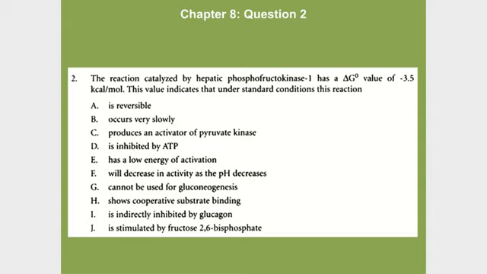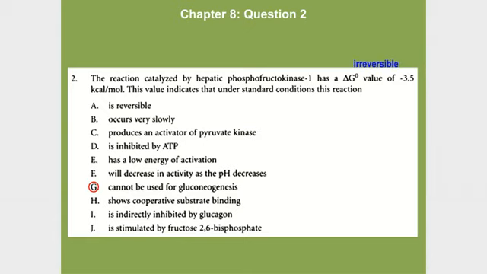The next question deals with an enzyme that's discussed in Chapter 12, phosphofructokinase 1. This is the main regulated enzyme of glycolysis. And it says in this particular question, it has a delta G value of minus 3.5 kilocalories per mole. What does that number mean? The answer to this question is option G. It cannot be used for gluconeogenesis. This enzyme has a negative delta G, minus 3.5. It means it's irreversible.